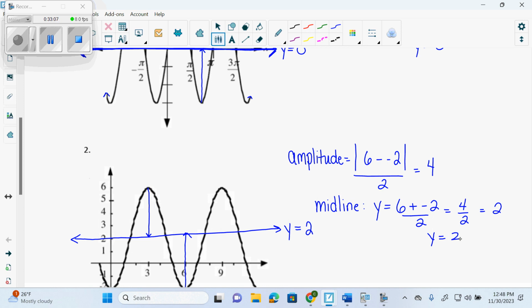So do we have to use the formula to get the midline? Or could we count up our amplitude and down our amplitude and find our midline? Both ways work. Same thing. Do I need to use the formula to get the amplitude? No. I could count the vertical distance from bottom to top and just divide it by 2, and it would be the same, right?